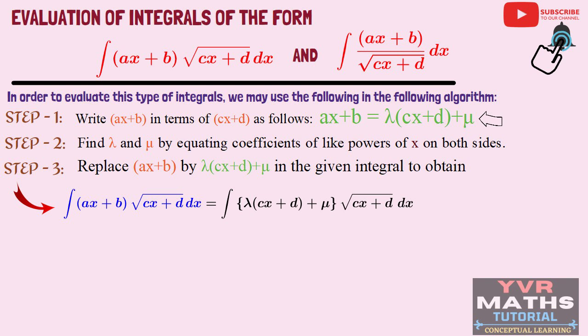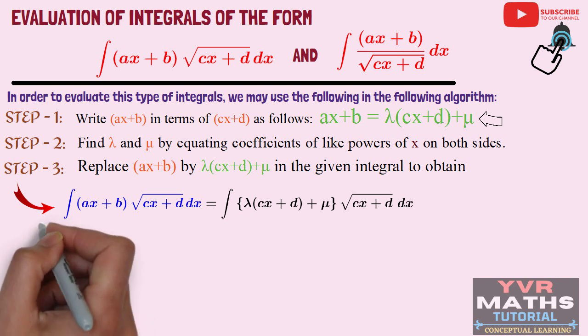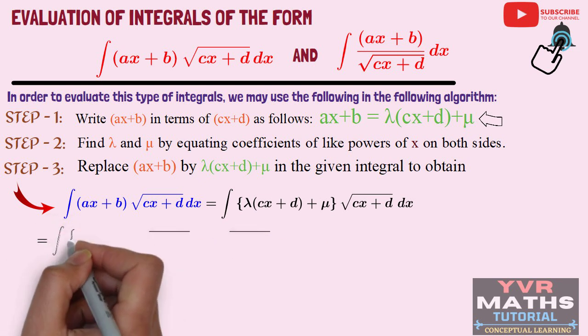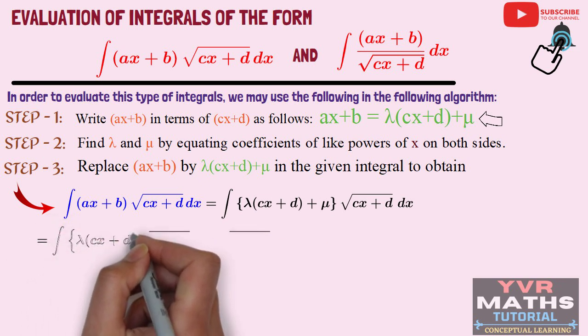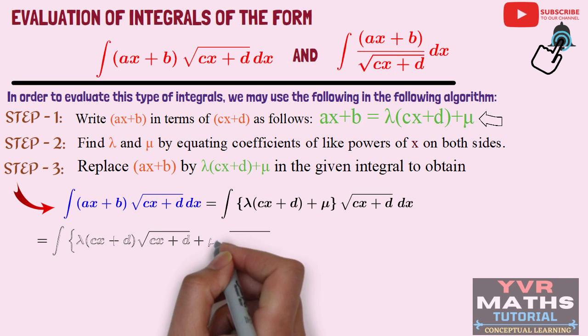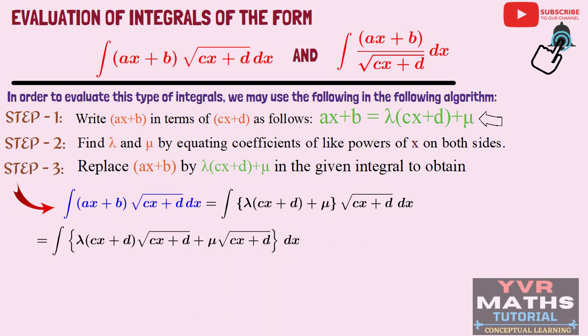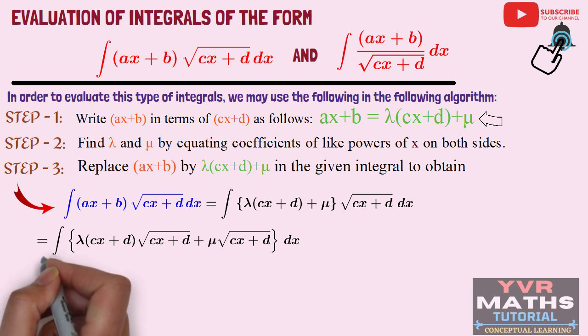Now if you observe the right side part of the integrand, we have a product of two terms. If you multiply both the terms, then what will you get? See in the next step, integral lambda into (cx+d) into root of (cx+d) plus mu into root of (cx+d) dx. Now here, root of (cx+d) is nothing but (cx+d) whole power 1 by 2. So in the next step, I am going to write that.